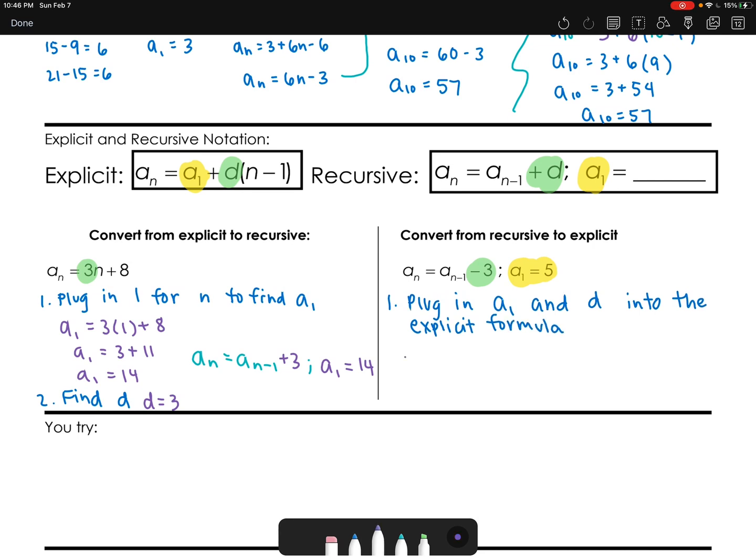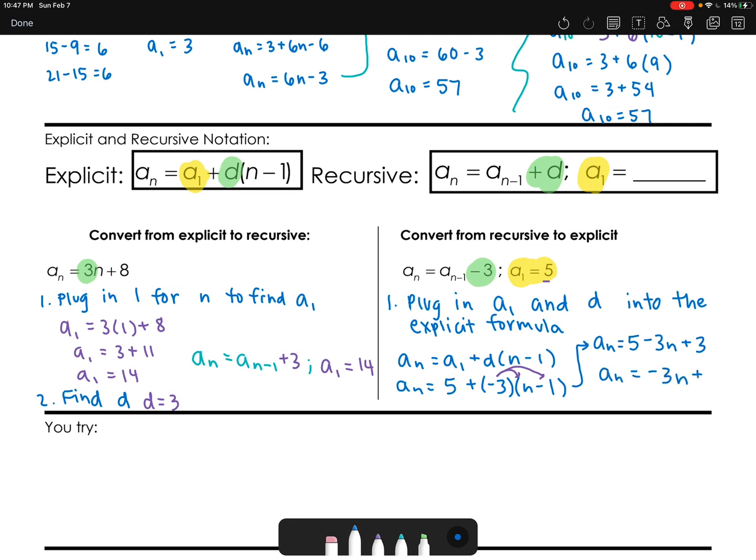Okay, and so we have a sub n equals a sub 1 is 5 here, plus, wait, let's go back and write it out, just in case I lost anyone here. So a sub n equals a sub 1 plus d times n minus 1. So I am plugging in and simplifying. And so my a sub 1 is 5, so I have a sub n equals 5 plus -3 times n minus 1. Okay, and then I'm distributing that -3. And I'm going to write up here now, a sub n equals 5 minus 3n plus 3. Combine my like terms, I end up with -3n plus 8.